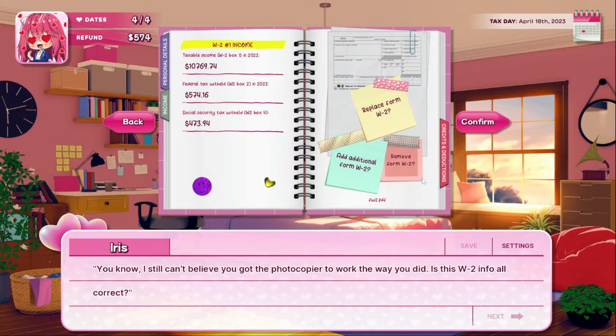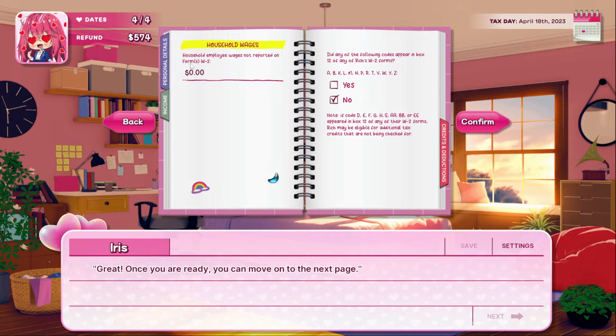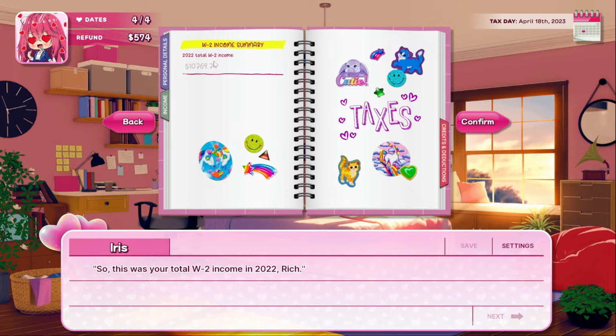Is W2 info all correct? Okay. Confirm. Household wages. 0. Any of the following codes appear in the box? No. Note D, E, F, G, H, blah blah blah, or EE. Appear in box will have any of the W2 forms. Rich may be eligible for additional tax credits that are not being checked for. Okay. Income summary. W2. Okay. What's the amount I put? Yeah, no, that's correct. Okay.